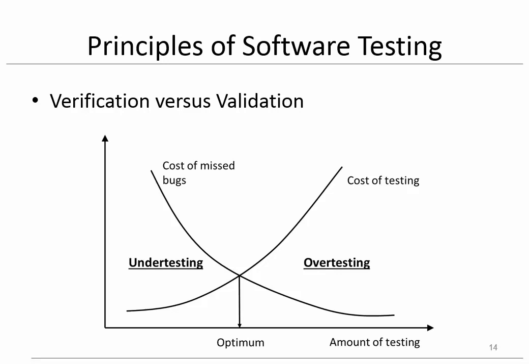To decide upon the optimal amount of testing, it is important to be aware that the cost of testing will increase exponentially with the amount of testing. However, the cost of missed bugs will decrease exponentially also with the amount of testing. The optimal amount of testing can then be found at the intersection of both curves. It is important to make sure that you're not under-testing the program and also not over-testing the program.